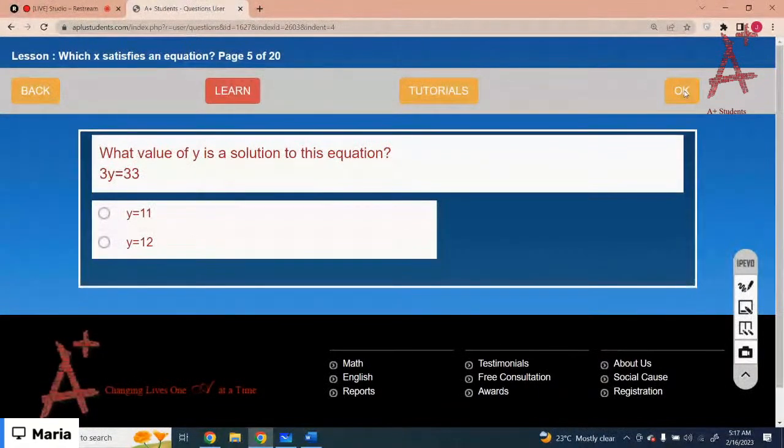Okay, the next one is what value of y is a solution to this equation? 3y equals 33. You have to calculate the value of y. So you have to divide both sides of the equation by 3. So the value of y equals 33 divided by 3 equals 11. So the correct option is 11. Got it?